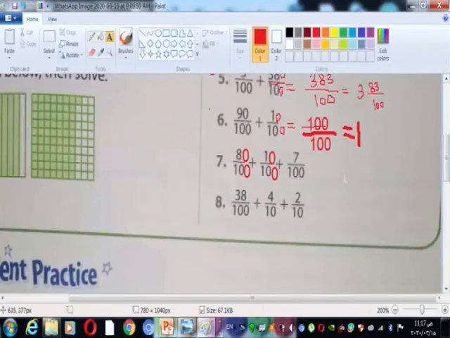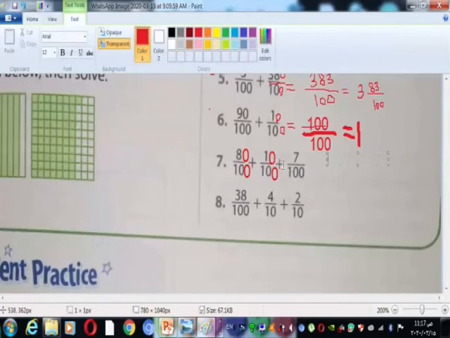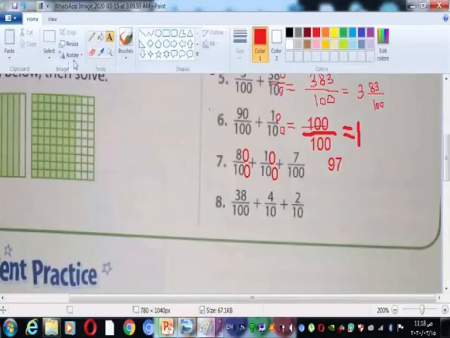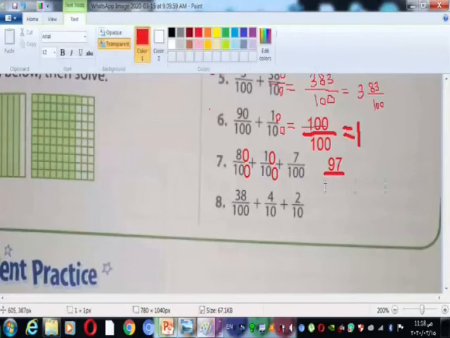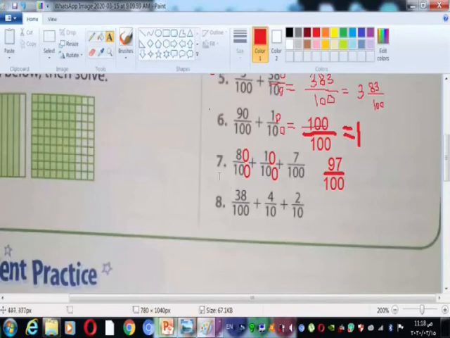So right now I have 80 over 100 plus 10 over 100 plus 7 over 100. Finally, we will add all of these together. 80 plus 10 plus 7, it will be 97. And denominator, it will change, or still perfect. No change will happen for denominator. It will still 100 right here. Yes, perfect. Now let's move to the last question here, question number 8.